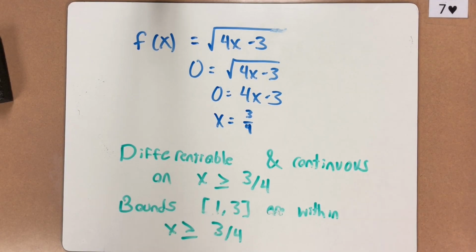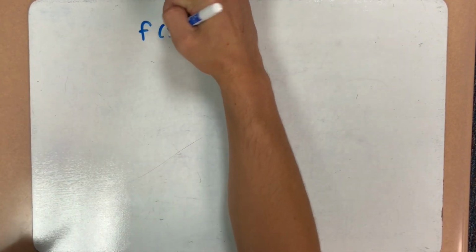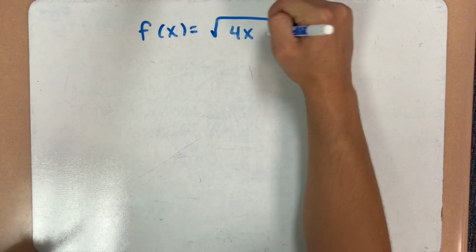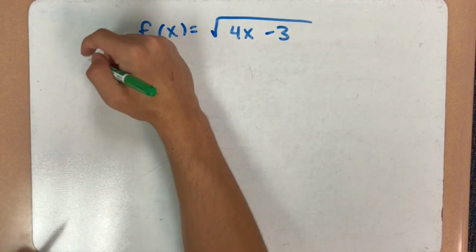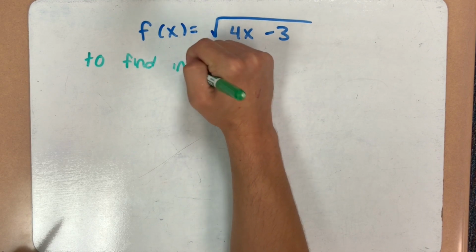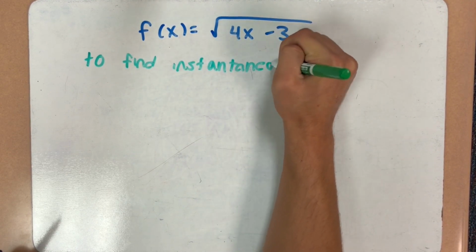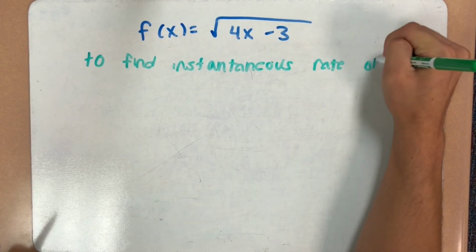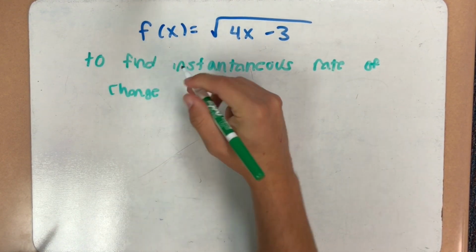The mean value theorem states that f prime of c, or the derivative of f of x at point c, which will be the instantaneous rate of change, is equal to the average rate of change over a to b, or f of b minus f of a over b minus a. First, we need to derive.